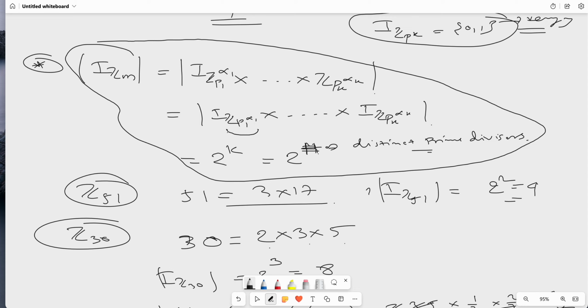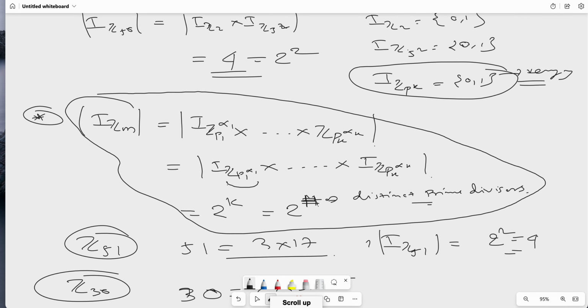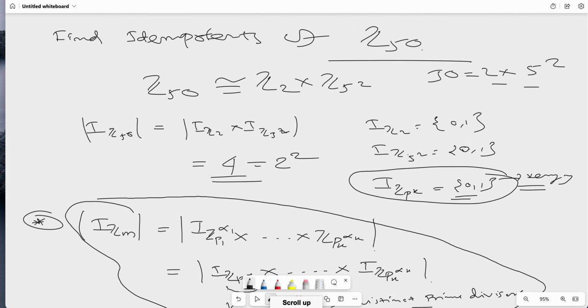So anyways, this is 2 to the power k, that means any Z p to the power k only contains 0 and 1 as idempotents. There is no other idempotent except 0 and 1, right? So I guess this should be okay for you. This kind of question might be asked, and it is not so important.